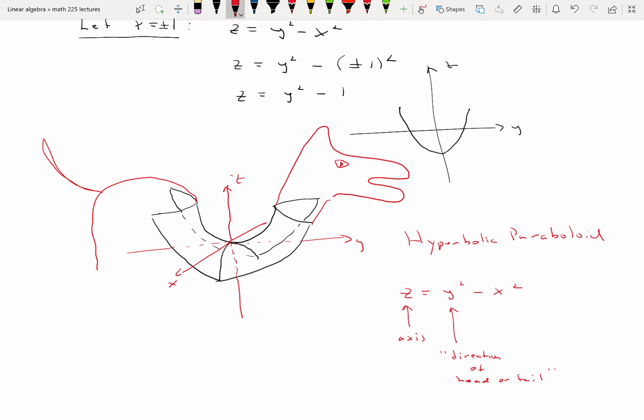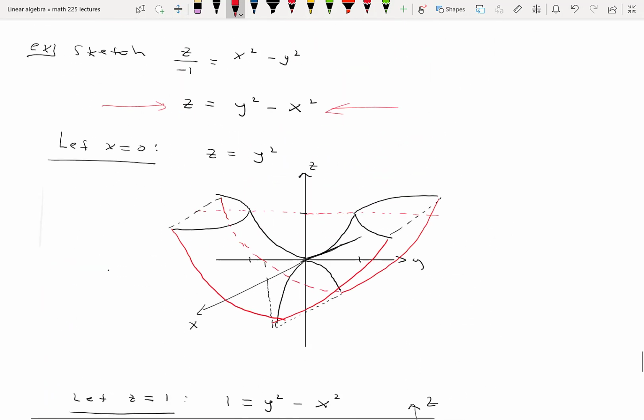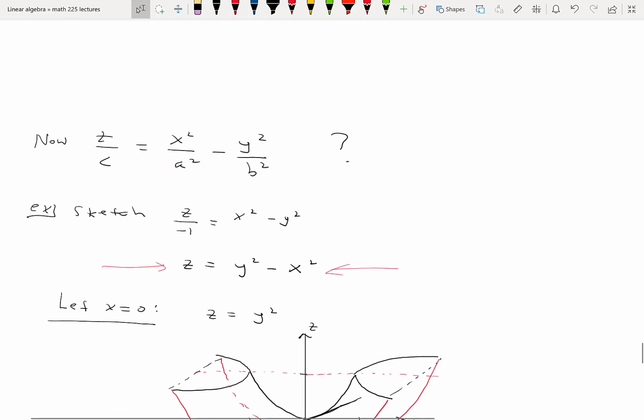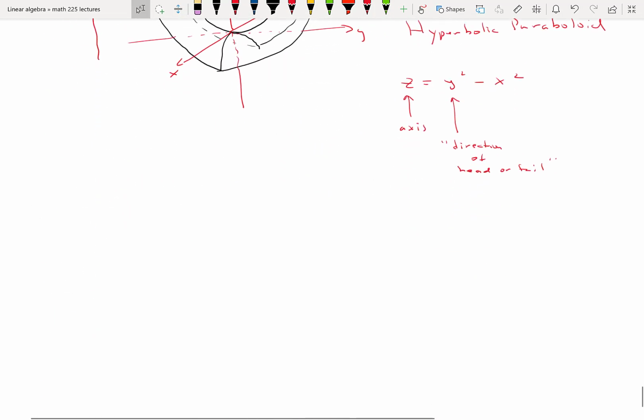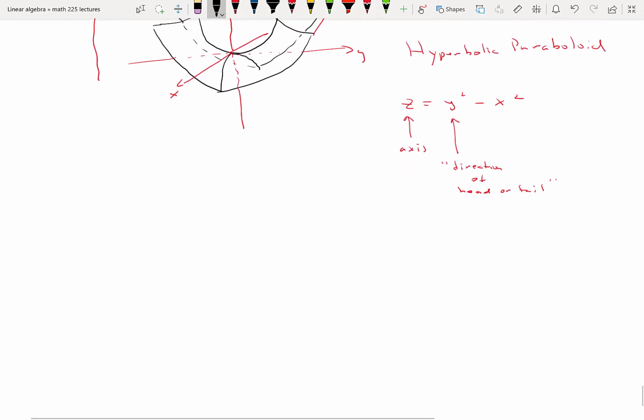And this is called a hyperbolic paraboloid, and the general form of a hyperbolic paraboloid is, so I'm going to take the question mark off this, I can redo it here. The general form: z over c equals x squared over a squared minus y squared over b squared.